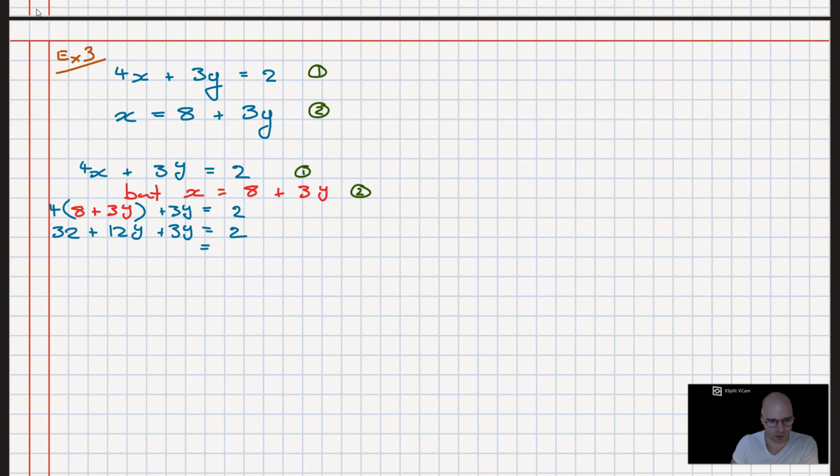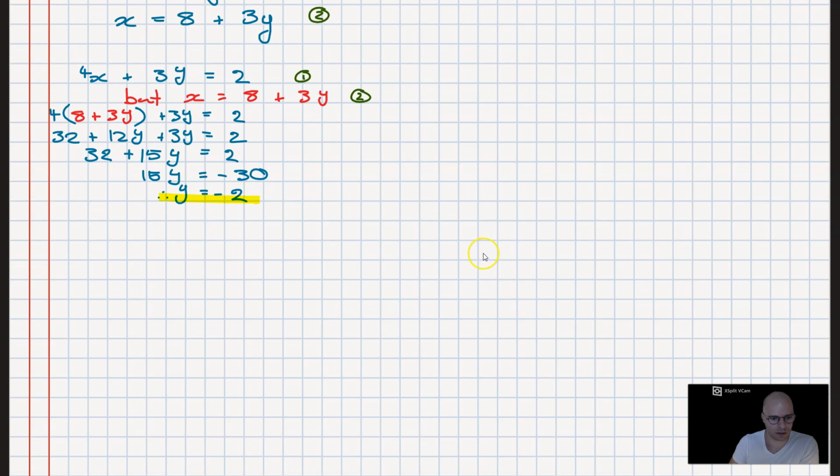Collecting like terms, there's a 15y. There's a 32. There's a 2. Moving the constants to the right hand side, we just have 15y on the left, minus 30 on the right. And dividing both sides by 15, we get y is equal to minus 2.